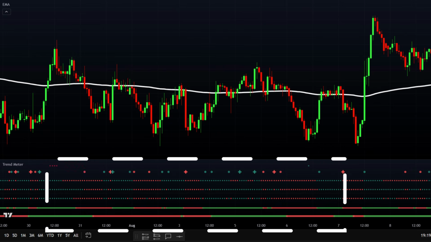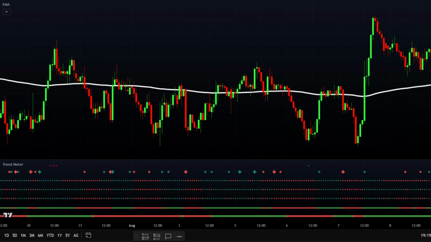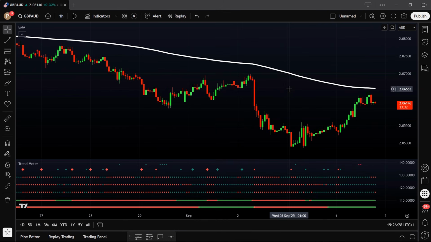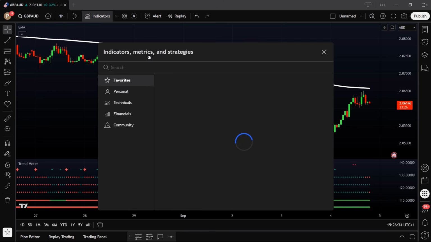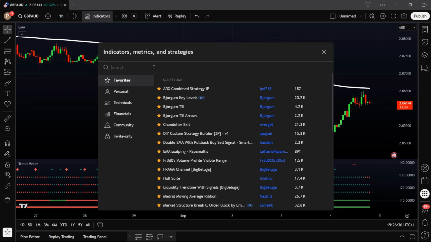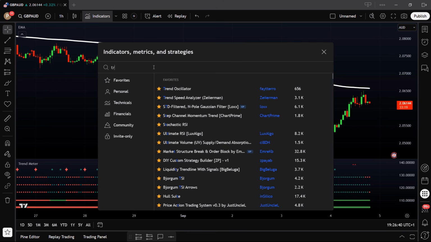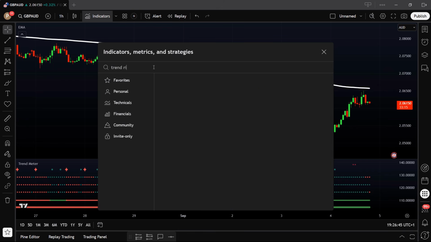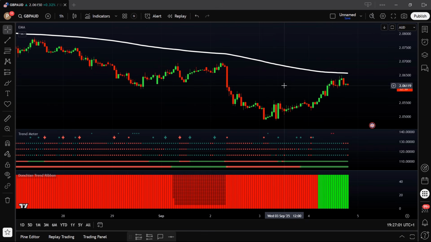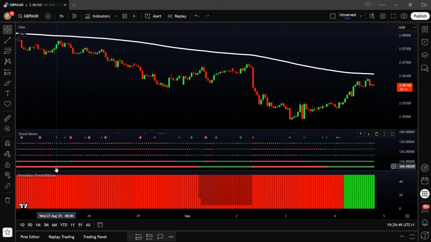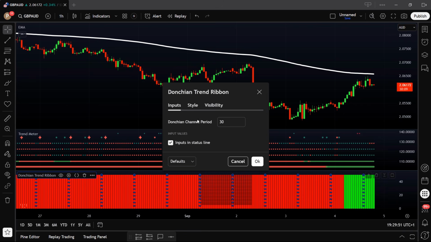We're getting closer, but we can make this system even more reliable. The final filter, avoiding consolidation. Our final step is to add a filter that helps us avoid sideways markets and minor pullbacks. Let's add our third and final indicator. Search for Trend Ribbon and choose this one. Once again, let's adjust the settings. Change the channel period to 50.